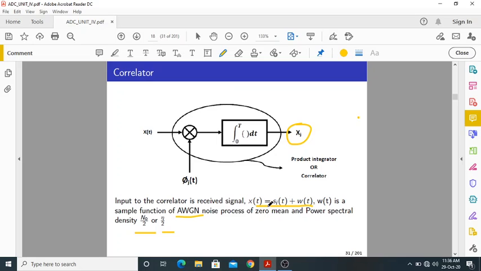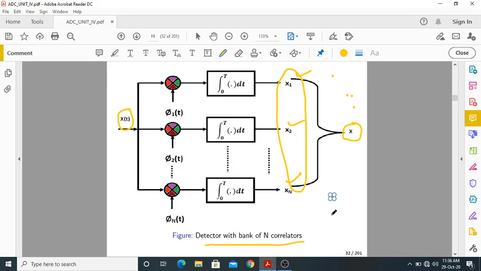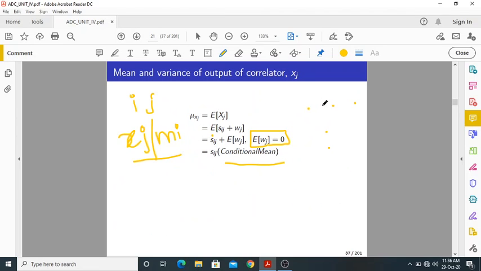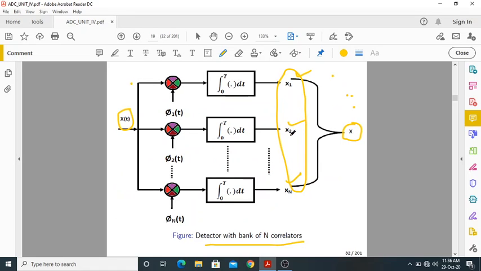Okay, let me summarize this. Here I have a bank of n such correlators. The mean of each and every correlator output is different. What is the mean of x1? s i1. Mean of x2? s i2. s in. So each and every output has a different mean, but all outputs have the same variance. How much is that? N naught by 2. That is also equal to the power spectral density.